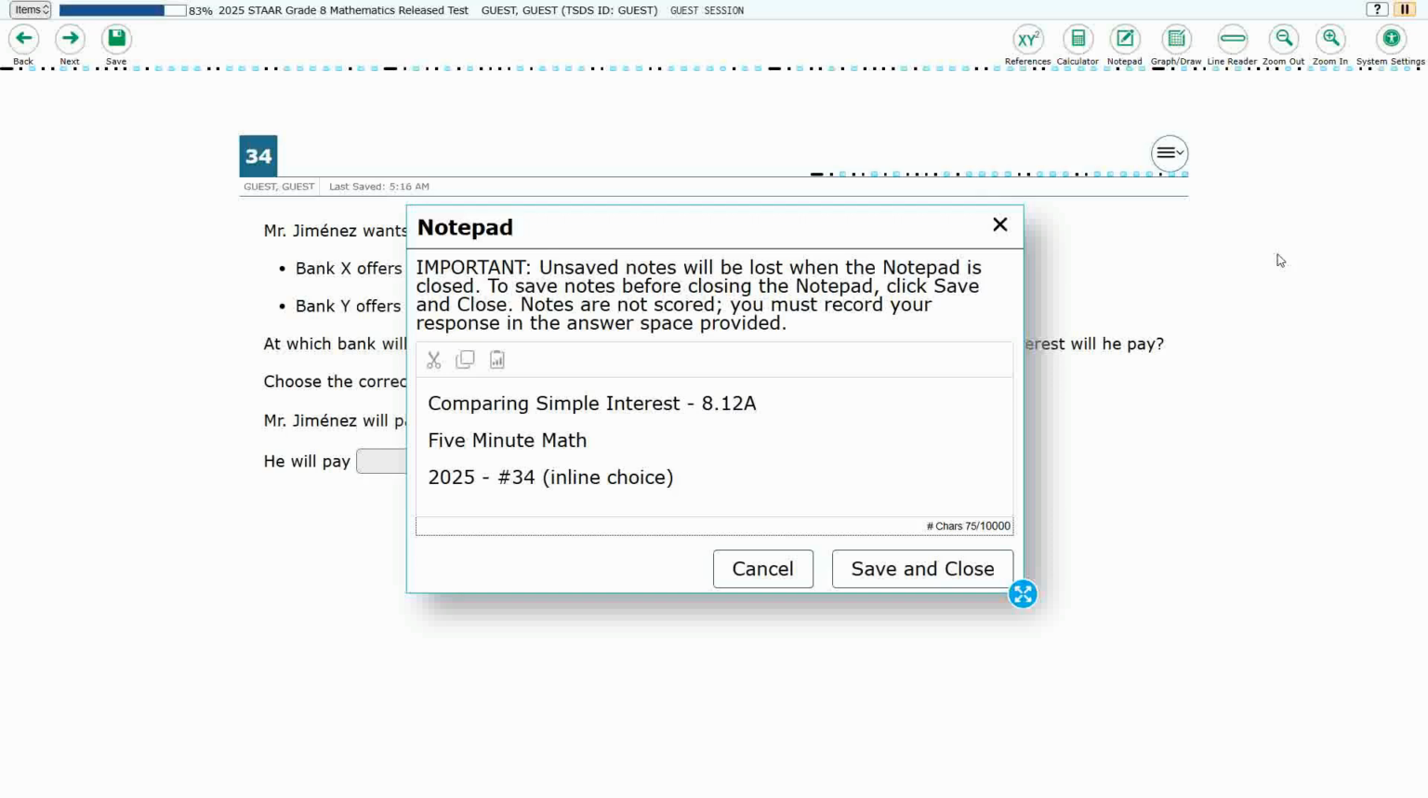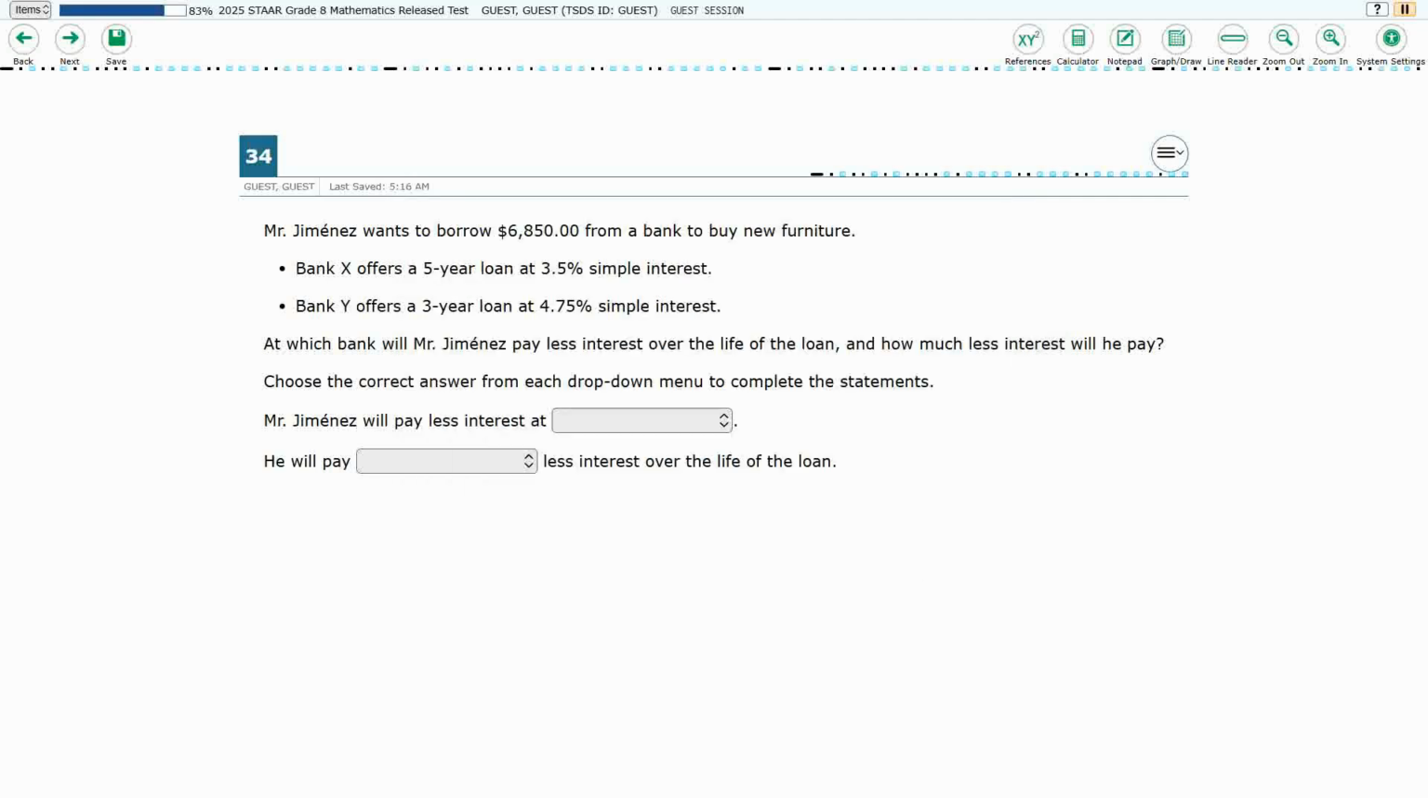Today we are looking at the 8th grade concept of comparing simple interest. This is standard 8.12a in the great state of Texas, and we are using item number 34 of the 2025 released STAAR test. This is a new item type called inline choice, and if you haven't done so already, please go ahead and take a moment to pause the video, work this problem out on your own, unpause it, and we will look at our answers together.